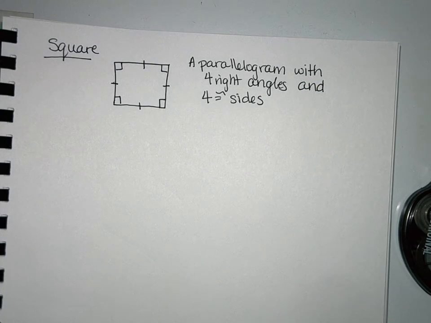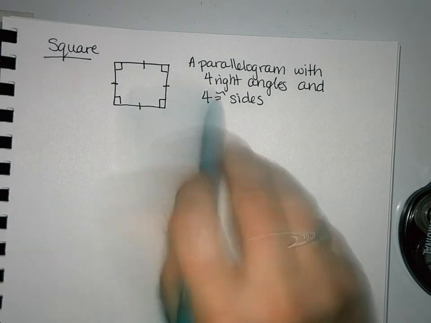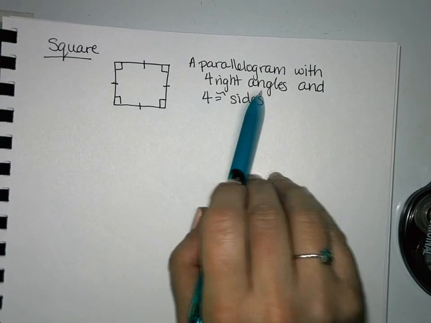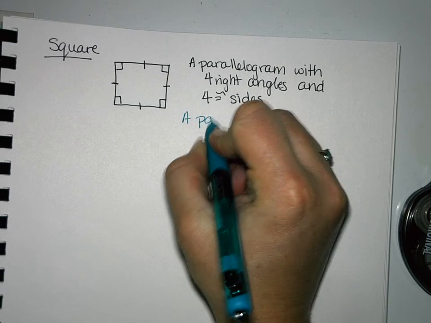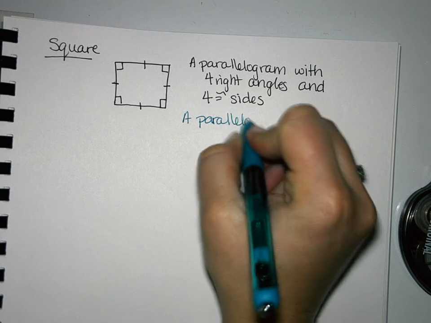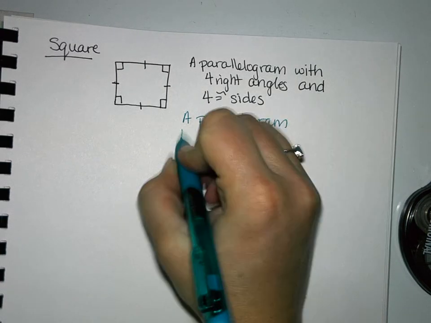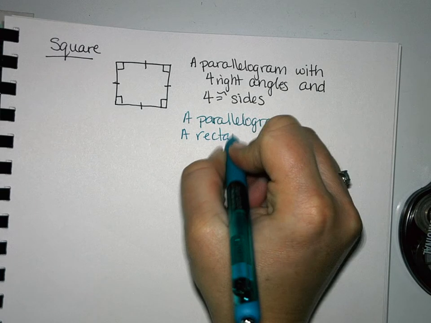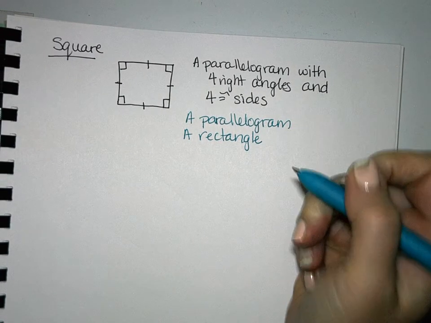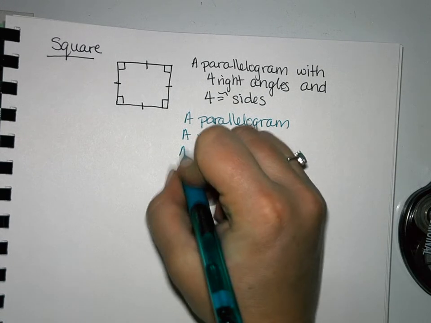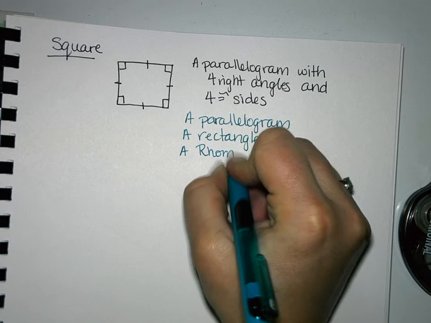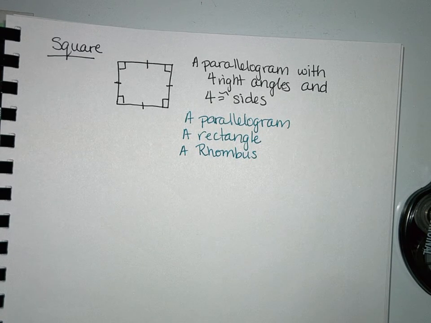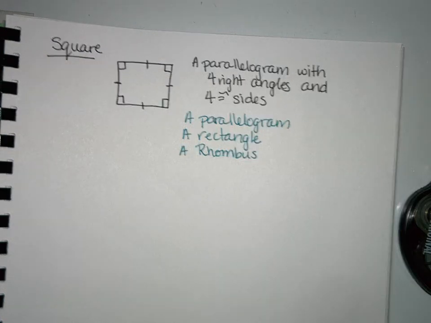Another way to think of a square. What else has 4 right angles? A rectangle. So a square is a parallelogram. It's a rectangle. And what else has 4 congruent sides? A rhombus. So a square is all 3 of these shapes combined. So if you put all 3 shapes, a parallelogram, a rectangle, and a rhombus together, you get a square.